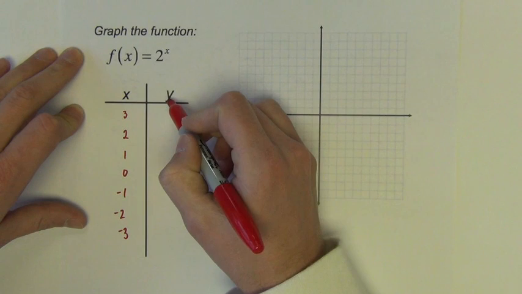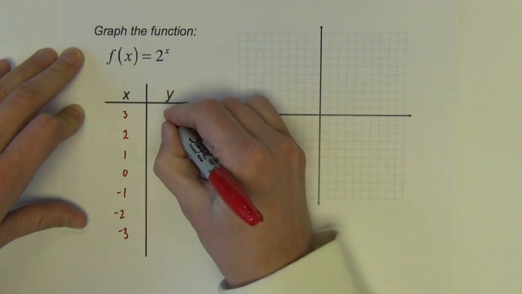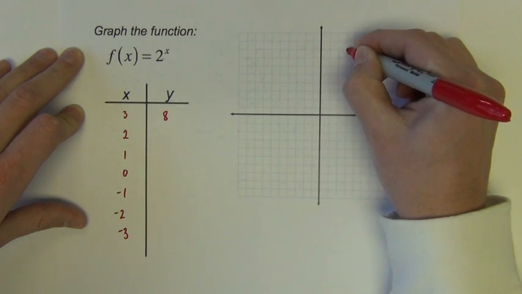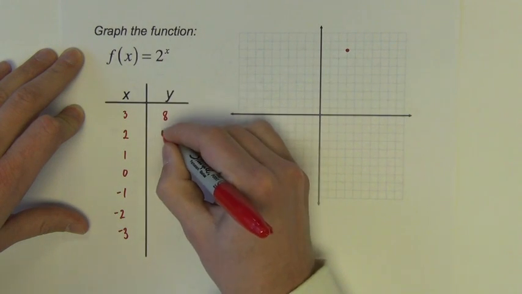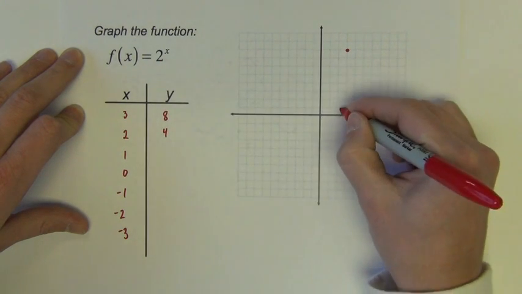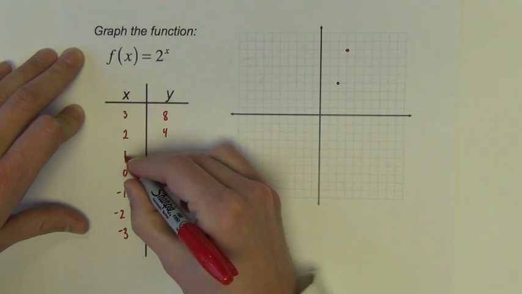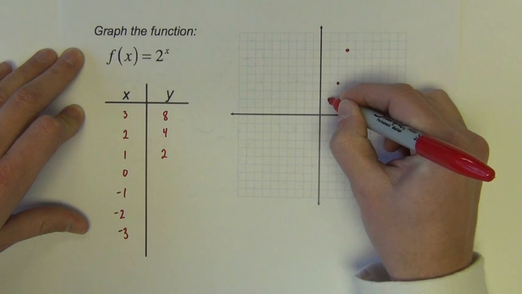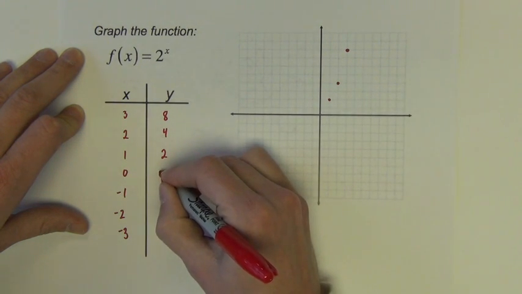So for the y value here, I want 2 raised to the third power. That'd be 2 times 2 times 2, that would be 8. So that's the point (3, 8) on our graph. For 2, that would be 2 to the second power, that's 4. So (2, 4) on our graph. If we put 1 in for x, we get 2 to the first, which is 2. So that's (1, 2). I put 0 in for x, 2 raised to the 0 power is 1.